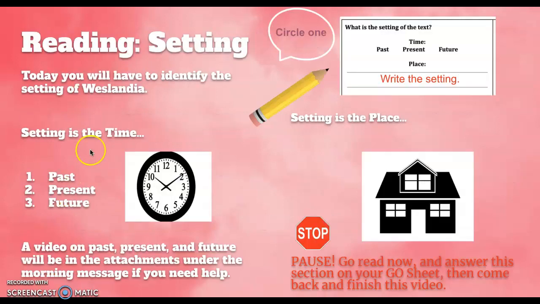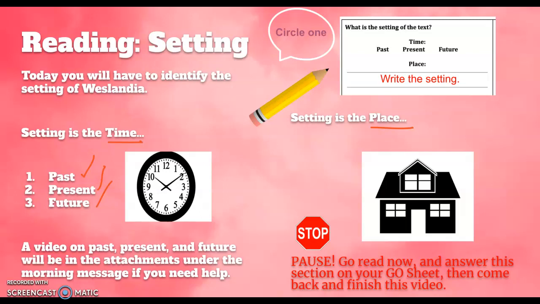All right, so let's go ahead and get into a little bit of curriculum. Today we're going to be talking about setting in reading. So setting is both time and place, and all stories have a time or place. So you're going to be thinking about this specifically with Westlandia. Did Westlandia happen in the past, the present, or the future? I will attach a video in the attachments underneath the morning message that goes over setting in case you have forgotten some of this. I think most of this will be quite familiar.